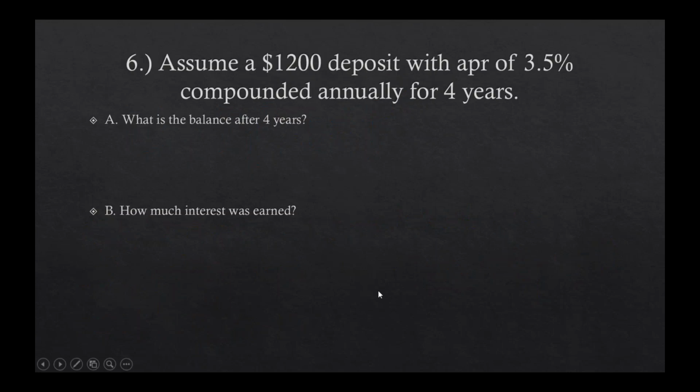Assume a $1,200 deposit with an APR of 3.5% compounded annually for 4 years. Okay, so what is the balance after 4 years? So our first order of business is just to get this all into the correct formula. All right, now if it's compounded annually, what is our value of N? 1. And that's something that I would recommend that you write down first before you get into your formula. That way you don't make any silly mistakes.